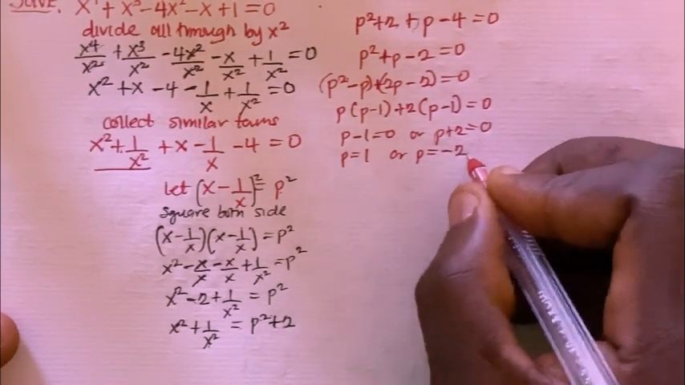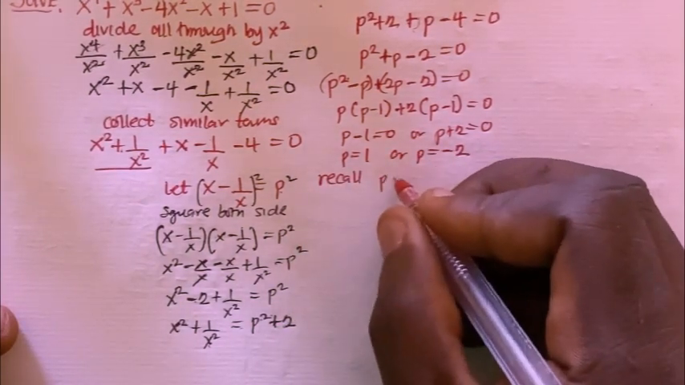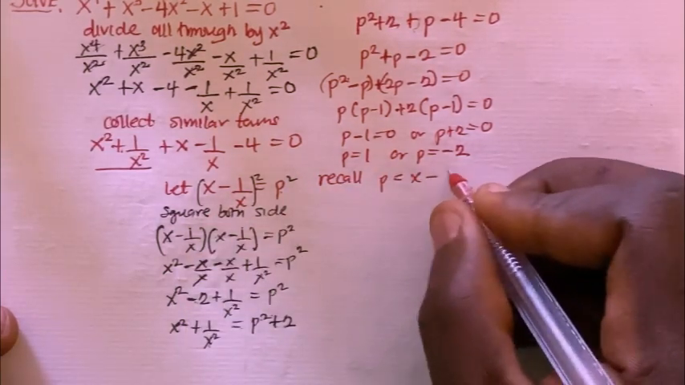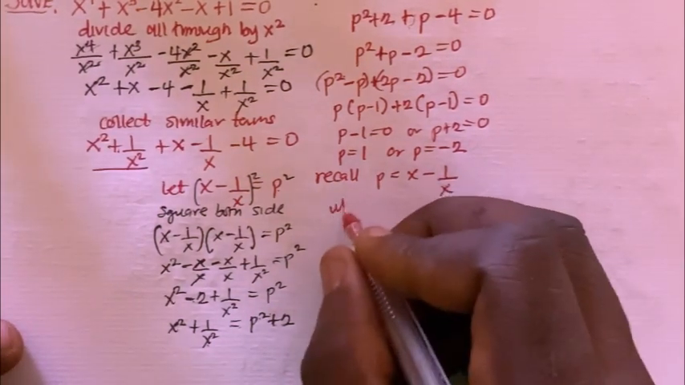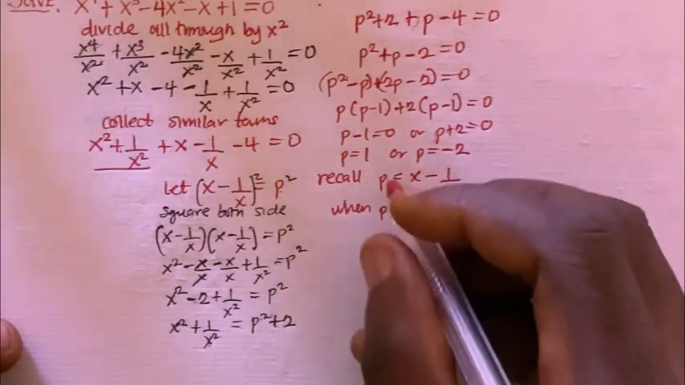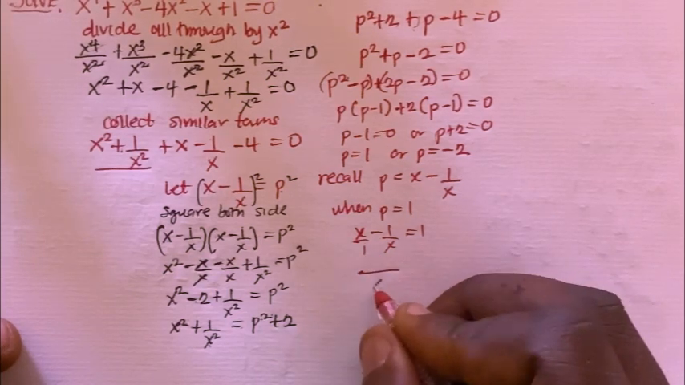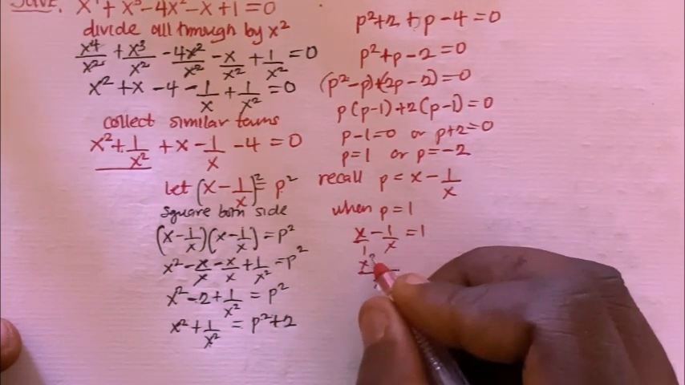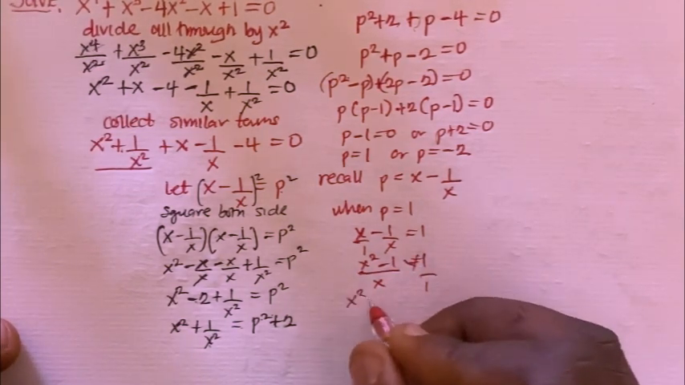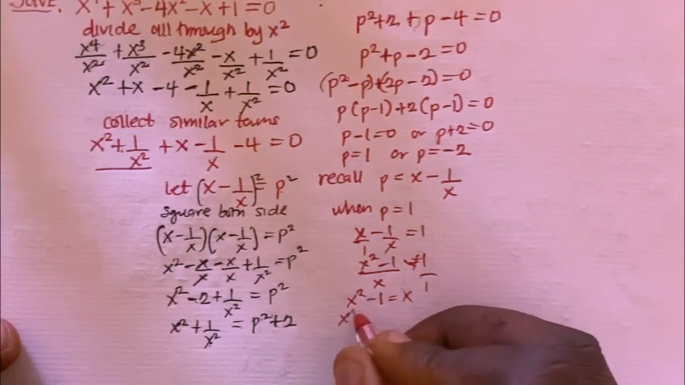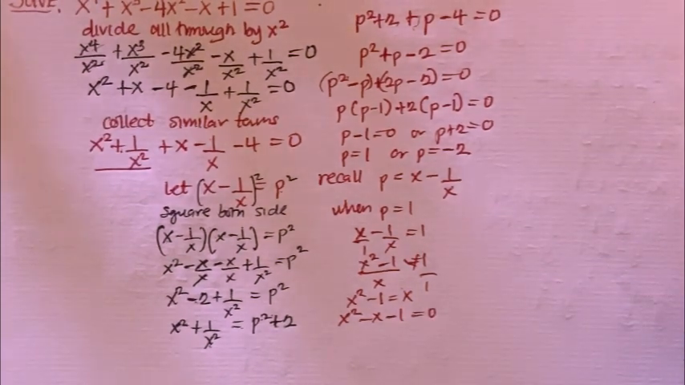After that, you can now recall the value of p, which is x minus 1 over x. So when p is equal to 1, we're going to have x minus 1 over x equals 1. Then find the LCM here. I'm going to have x here, then this is going to be x squared, then here minus 1 equals 1. Then cross multiply, I'm going to have x squared minus 1 equals x. Then here we're going to have x squared minus x minus 1 is equal to 0.